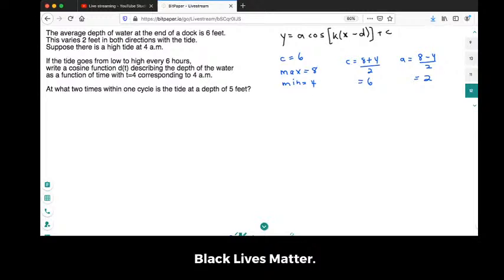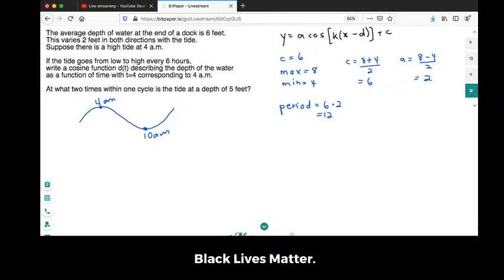They're saying, suppose there is a high tide at 4 a.m. So again, I'm just going to arbitrarily draw this. This is at 4 a.m. And if the tide goes from low to high every 6 hours, then this obviously has to be at 10 a.m. Unless my ability to tell time has gone away. You never know, it probably has. So they've actually told us what half of the period is again. So the period must be 6 times 2, which is 12, obviously.